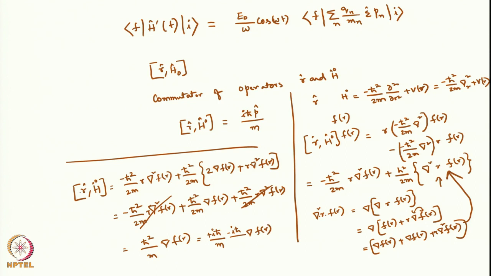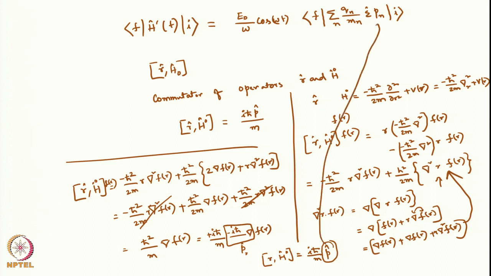Finally, you do not have f of r because it is evaluated with respect to f of r, so then you have to put f of r here as well. But this is nothing but P. So, what you get, the commutator [r, H naught], will be equal to i h bar by m P, because now I want to use this P operator here. So, let us continue.